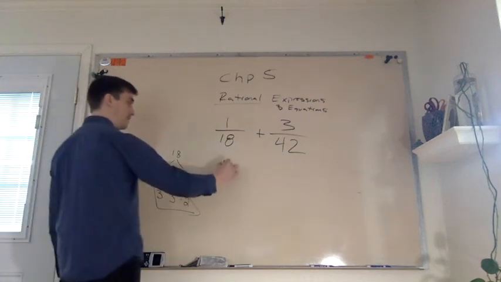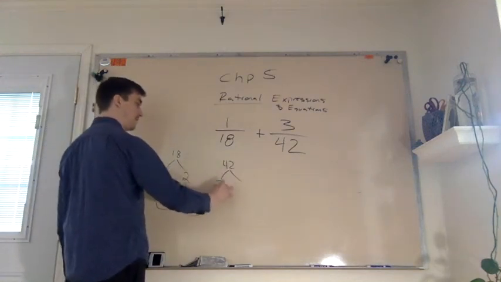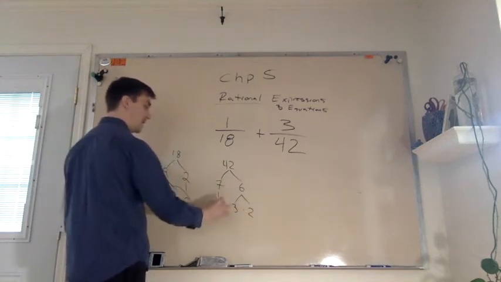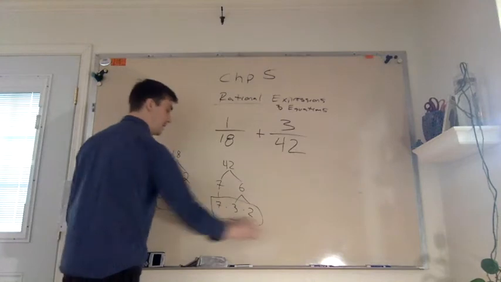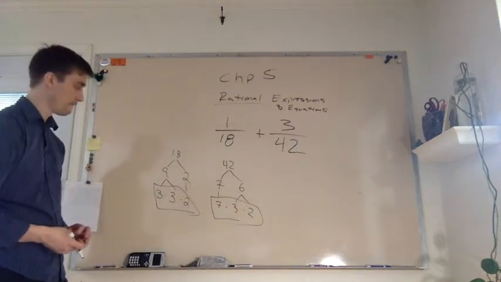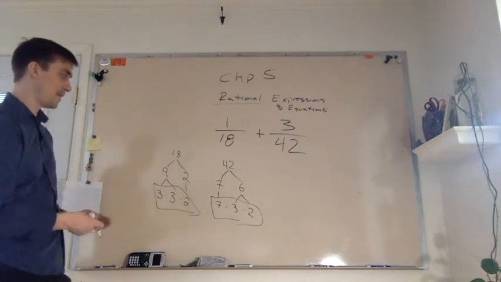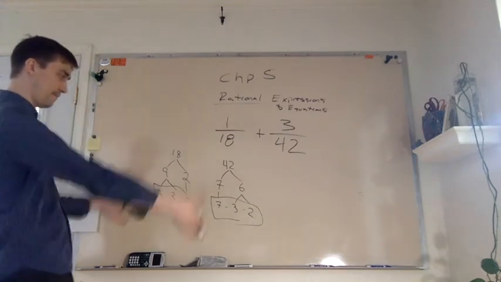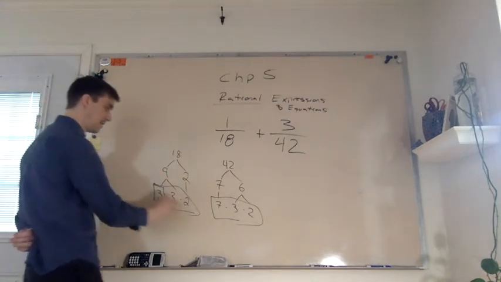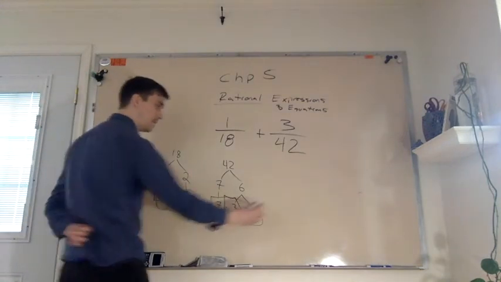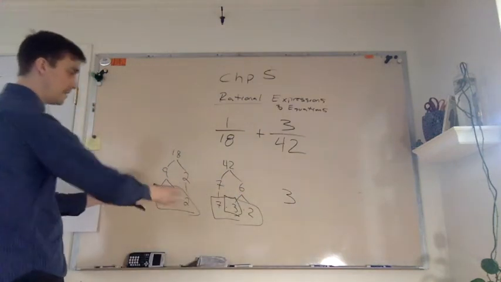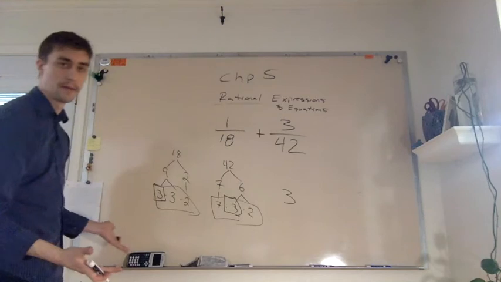Prime factor 42. 42 is 7 times 6. 6 is 3 times 2. And I just pull the 7 down like that. 7 times 3 times 2 is the prime factorization of 42. Once you have the two things prime factored, identify pairs. So look, I have a 3 here and a 3 here. They both have a 3, so you take a 3.